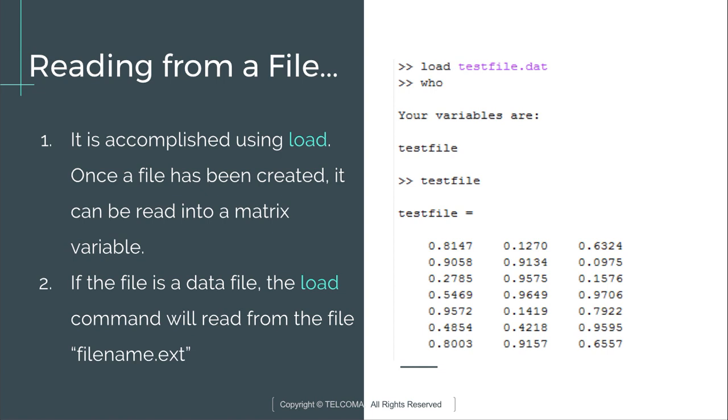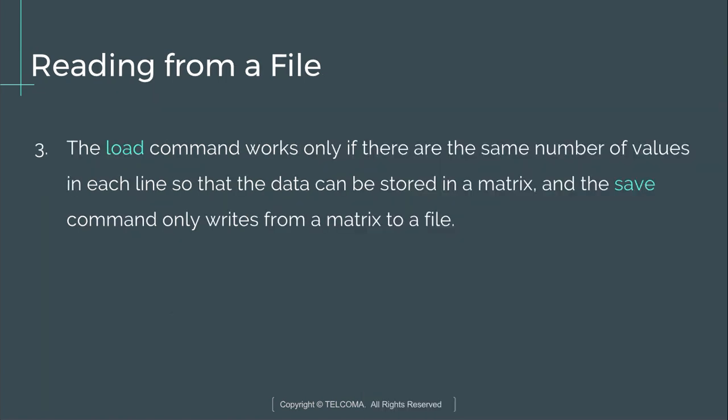The load command works only if there are the same number of values in each line so that the data can be stored in a matrix, and the save command only writes from a matrix to a file. So keep this in mind: the load command works only when there are the same number of values in each line, and the save command only writes from the matrix to a file. It will write from the beginning.